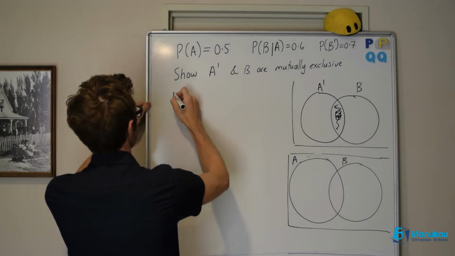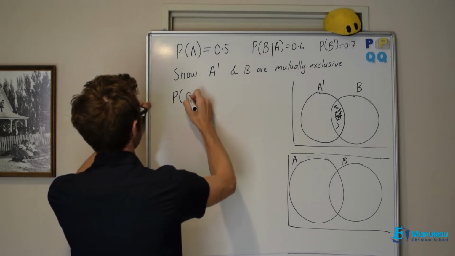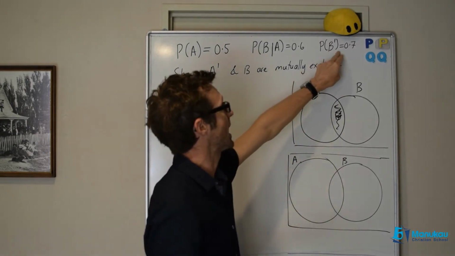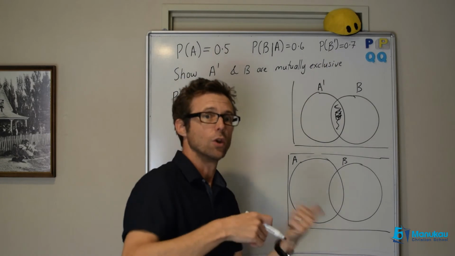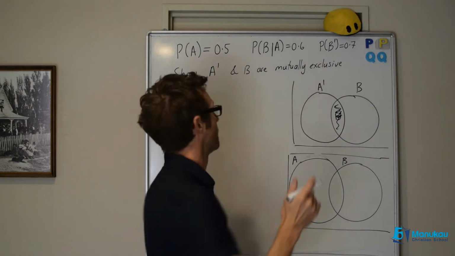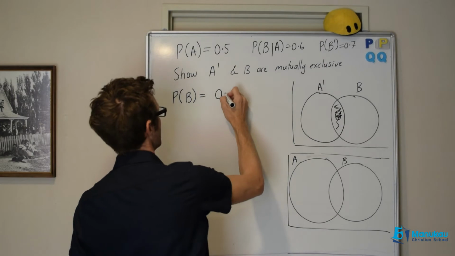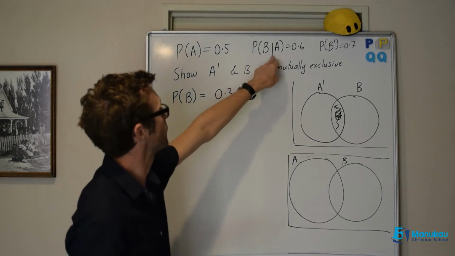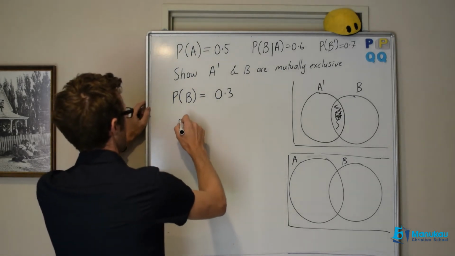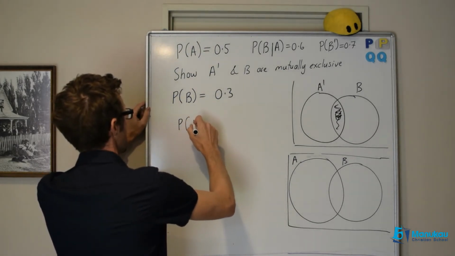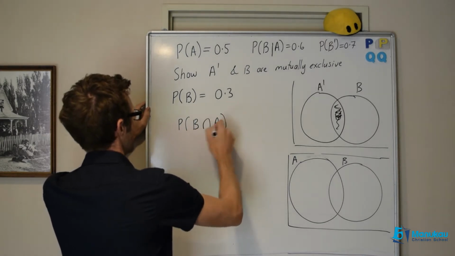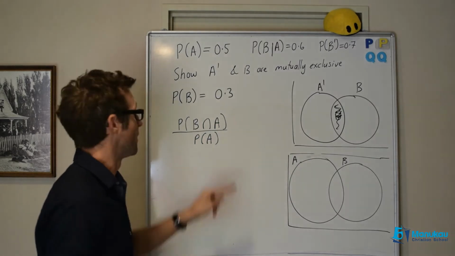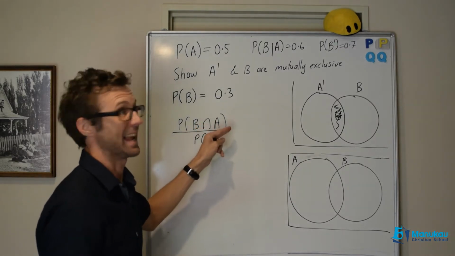We know that the probability of B must be 1 take away 0.7, since not B and B must add up to 1. So the probability of B must therefore be 0.3. And we know this formula here means the probability of B intersection A over the probability of A. This means B and A.